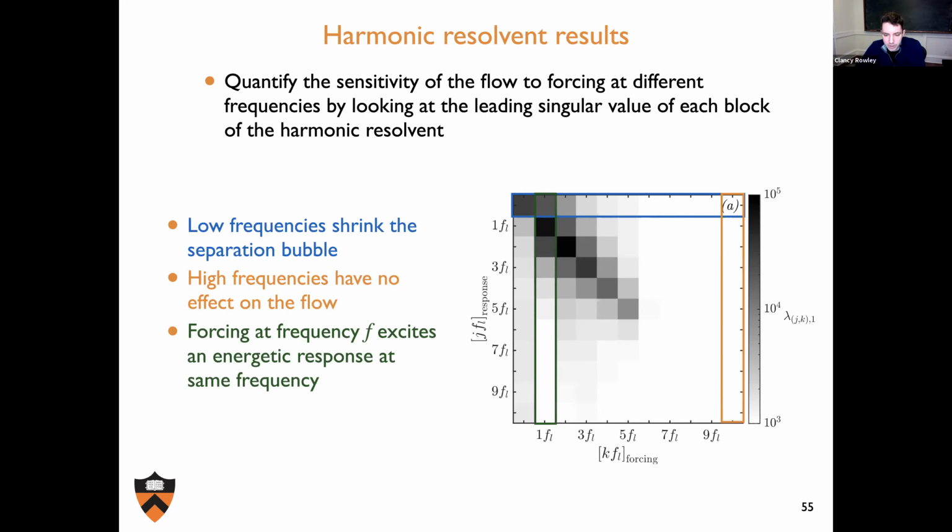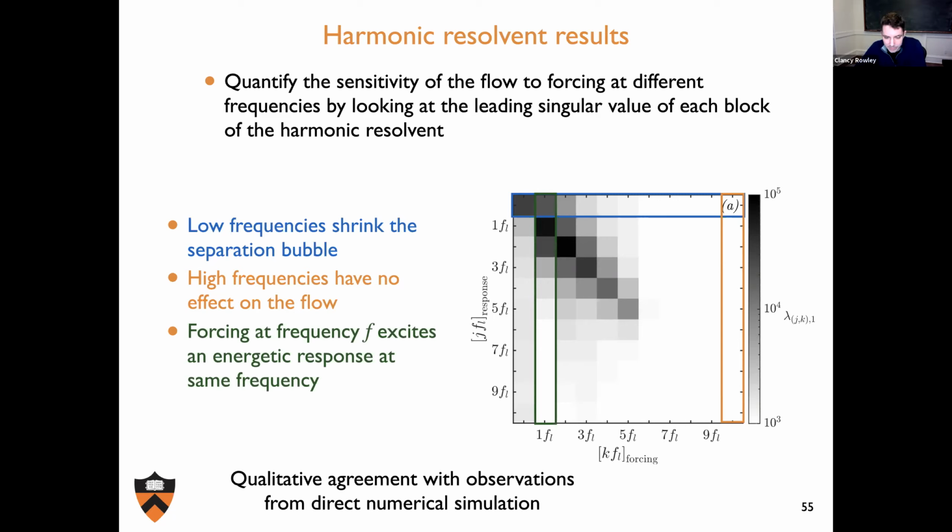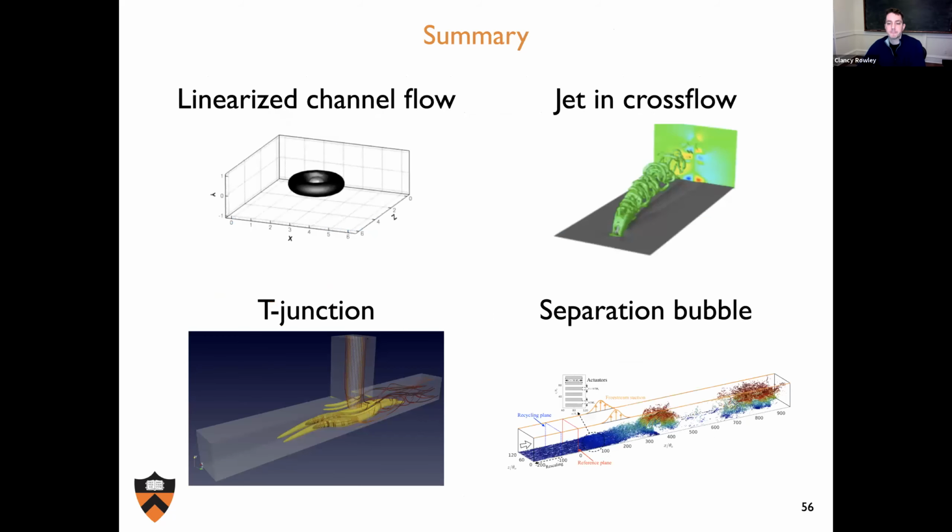But if you force at frequency F, then you excite an energetic response. The darkest block there is at 1F, so you have the biggest response at the same frequency, but also a response at twice the frequency and also a steady mean. So we can look at the structures that emerge there too. The singular vectors show the structures that are excited by this. Okay, so this gave us qualitative agreement with observations from the direct numerical simulation, even though we're looking at only the span-wise average flow.